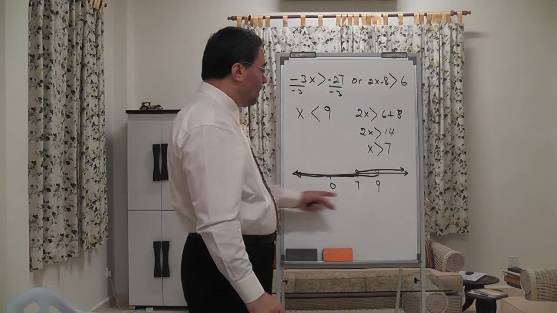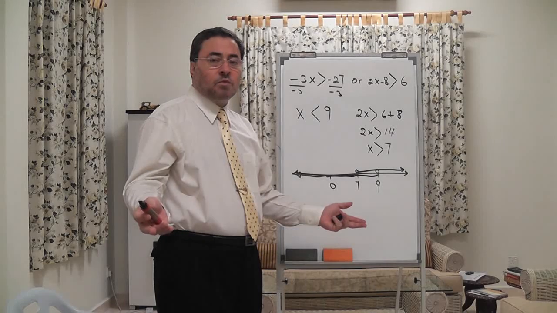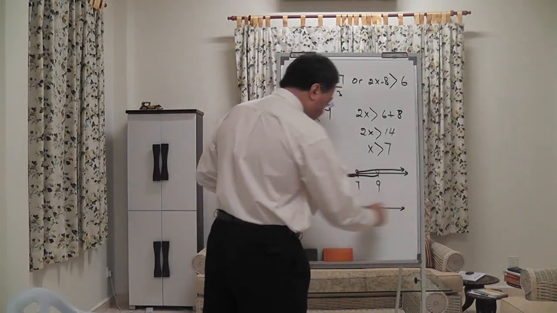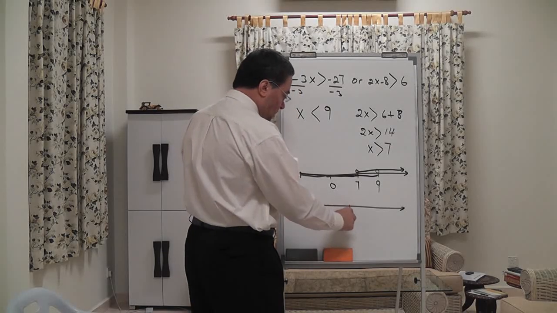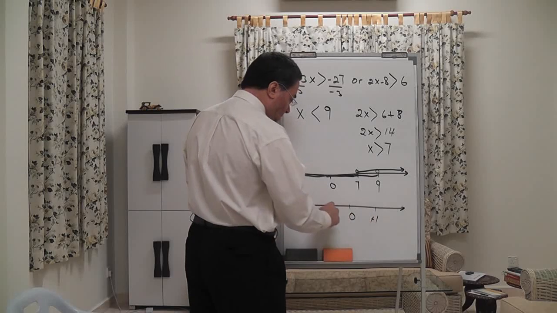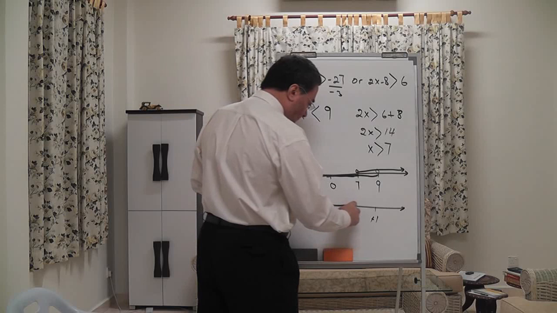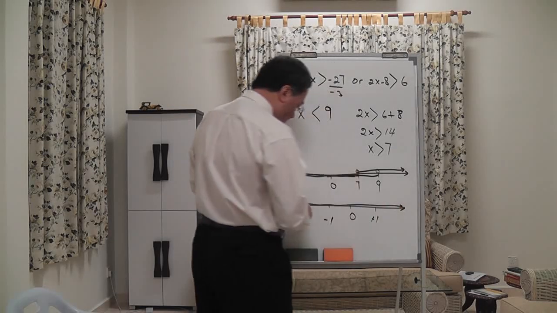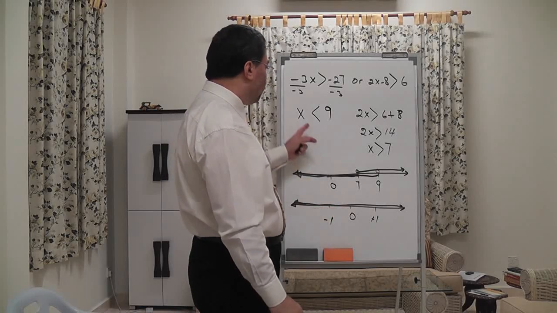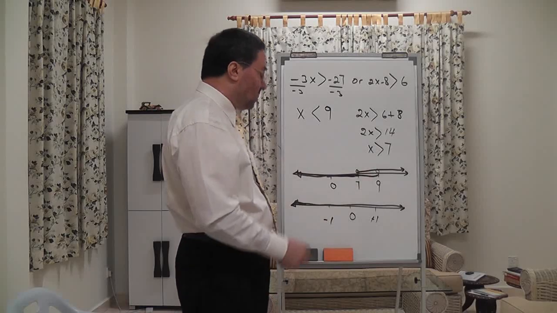And as you can see, these two sets cover all the numbers on the number line. So our final answer for this is the whole number line. Any value you take here is going to be either less than 9 or more than 7.